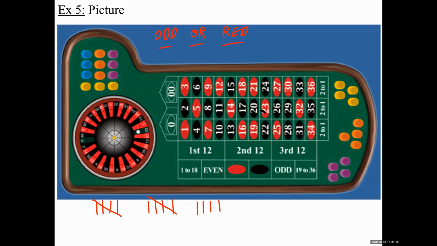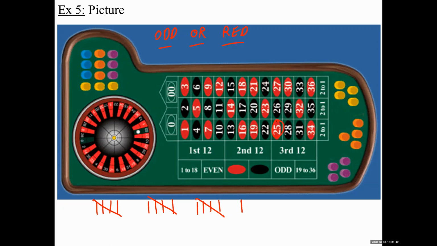Don't count. 21? Yes. 22? No. Not odd. It's not red. Don't count it. How about 23? Yes. It happens to be both, but again, as long as it's one or the other, you count it. 24. Do we count that? Yes or no? No. Not odd. It's not red.